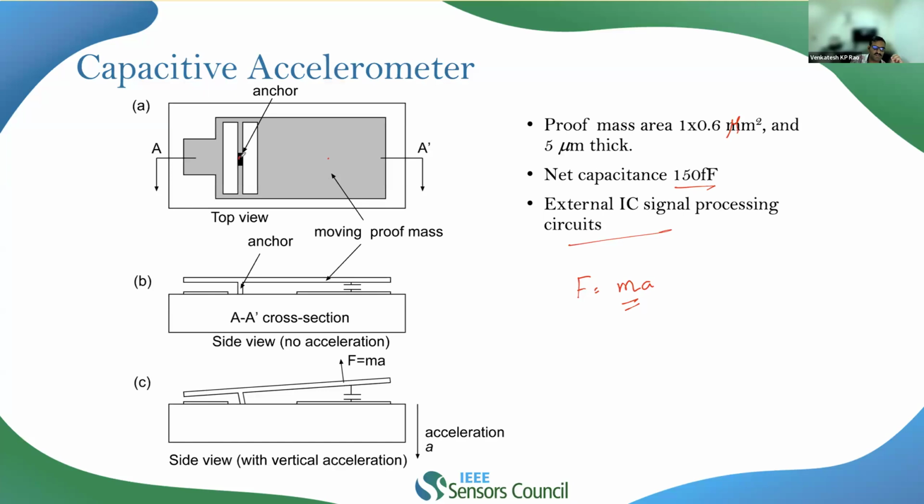Note that in this case, the anchor is over here. So if I pull this up, then what happens? Here there is an increase in the air gap. On this side, there is a reduction in the air gap. So in this case, you need to take into account the differential capacitance change. Please keep that in mind.